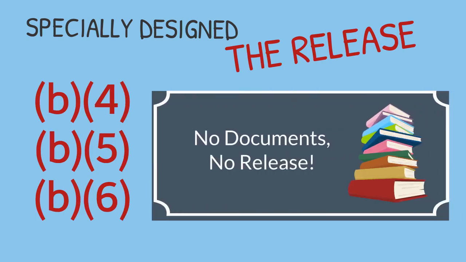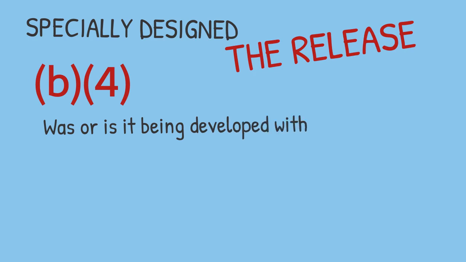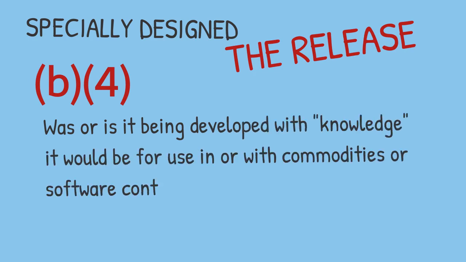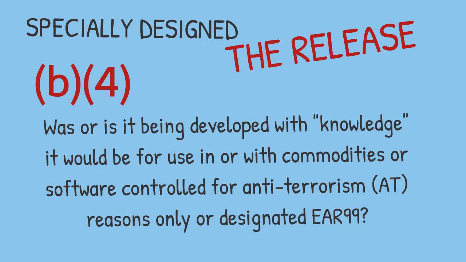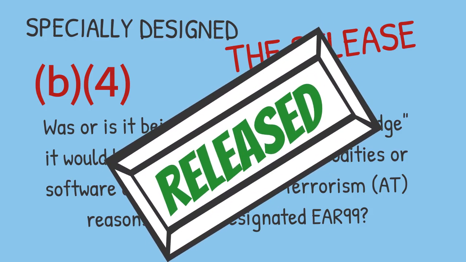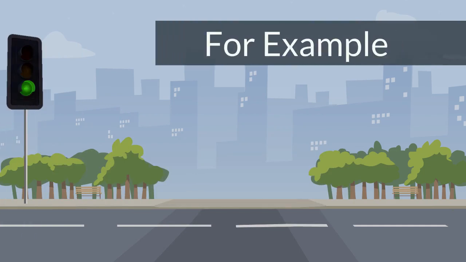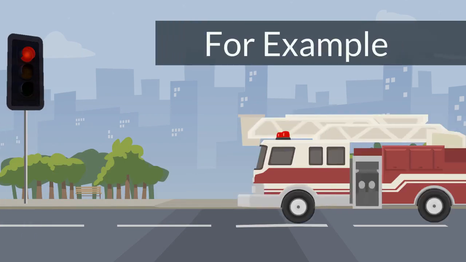The next 3 releases, B4 through B6, require you to have documents contemporaneous with the part's development to support its release from specially designed. No documents means no release, and the documents in their totality must support the release criteria. Paragraph B4 releases a part that was developed for use in or with commodities or software controlled for anti-terrorism reasons only, or EAR99 items, in addition to other ECCNs or U.S. Munitions List items. An example might be a braking system designed for use in both a heavy-duty civil item, like a fire truck, and a military vehicle.